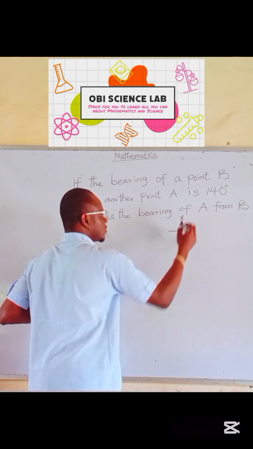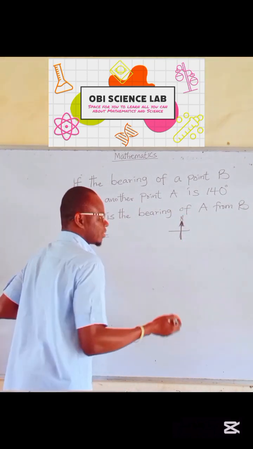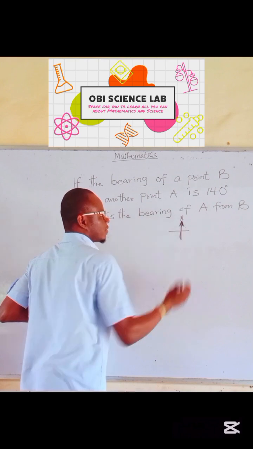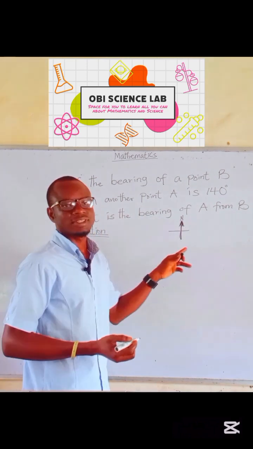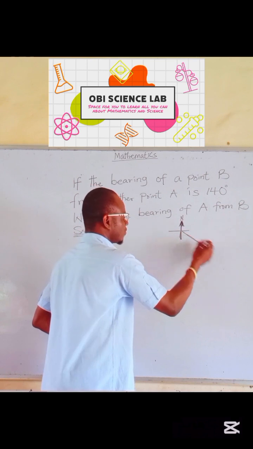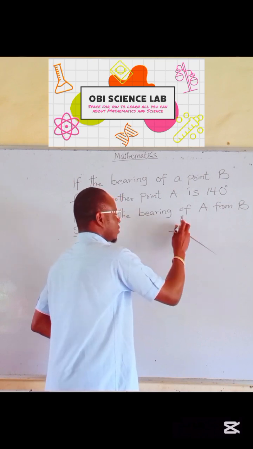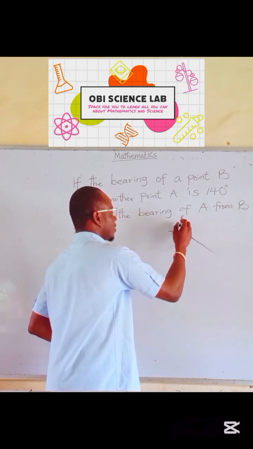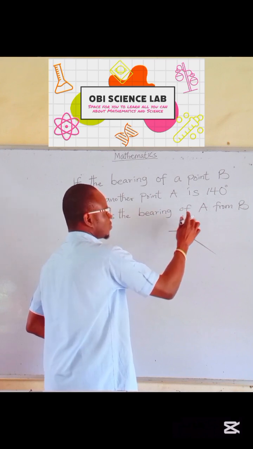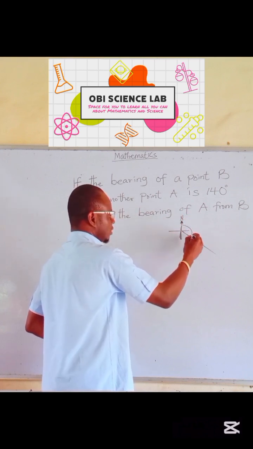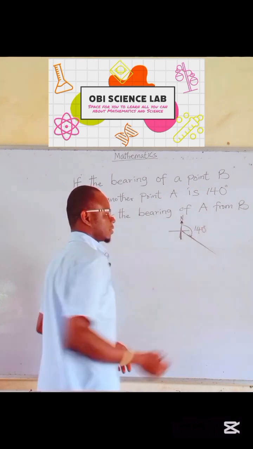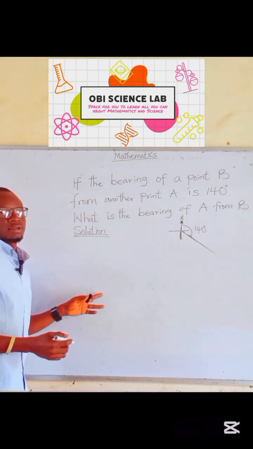So if this is the North Pole and I have a bearing of 140 degrees, of course 140 degrees falls within the second quadrant. That tells me that my direction will proceed from the second quadrant. And because bearings are taken in the clockwise direction, starting from the North Pole, from this North Pole, this should be my 140 degrees.